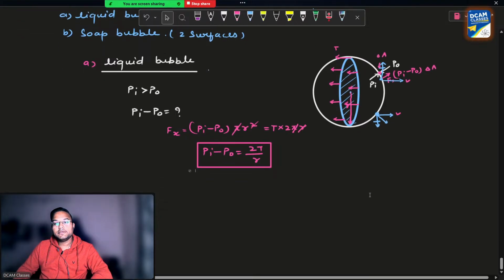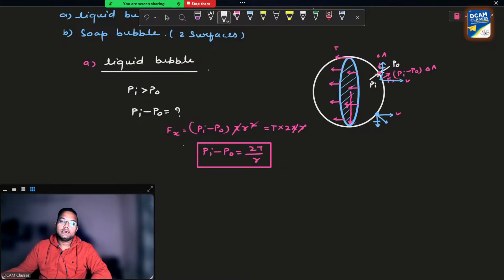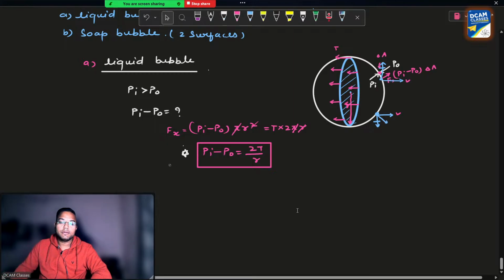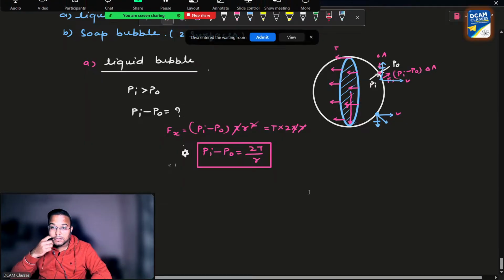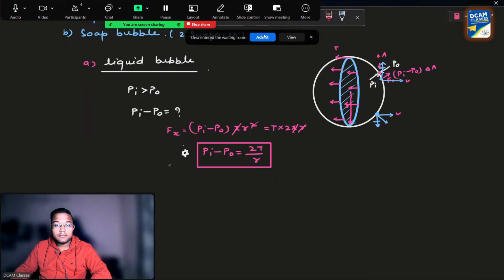Actually, this is a derivation, but I am still saying the derivation part is not important. Only the result is important. You should remember this result only. Okay?